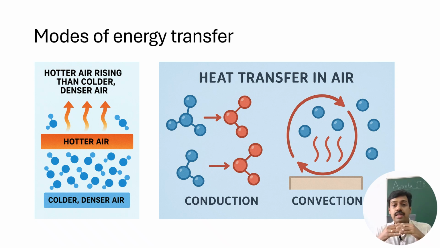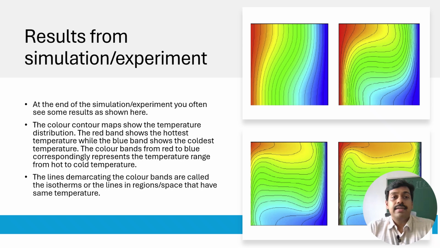In the present case, the medium is fluid and the modes of energy transfer are through combined action of conduction and convection. At the end of the simulation or experiment, you often see some results as shown here. The color contour maps show the temperature distribution. The red band shows the hottest temperature while the blue band shows the coldest temperature. The color bands from red to blue correspondingly represent the temperature range from hot to cold. The lines demarcating the color bands are called isotherms, or lines in regions or space that have the same temperature.